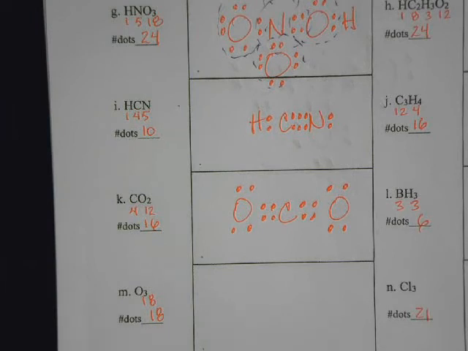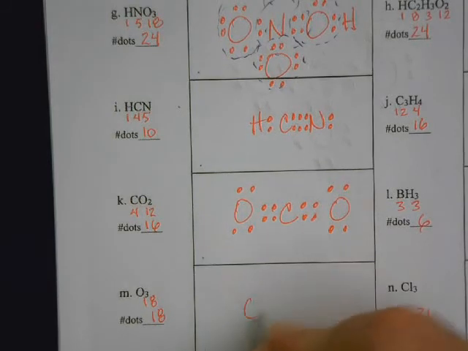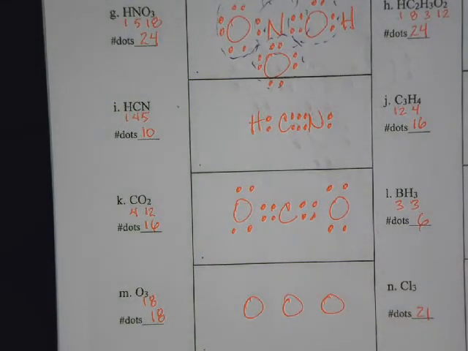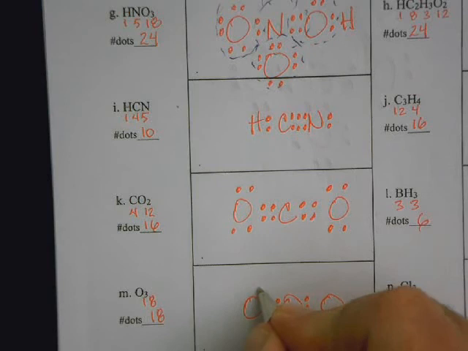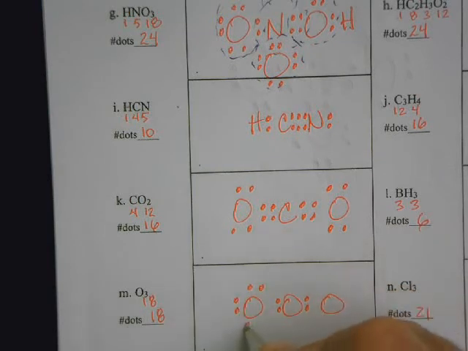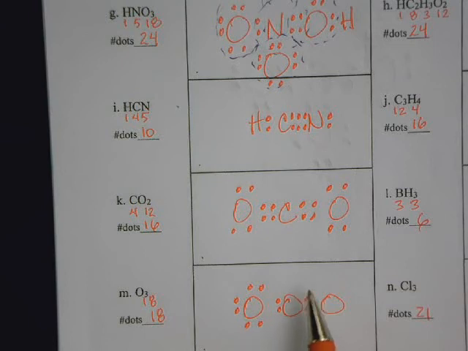All right, O3. This is ozone, by the way. So 3 oxygens. Go ahead and put in my bonds. That takes care of 4, 6, 8, 10. I still have 8 left. I'm just checking. I'm going to need 2 here, 2 there. That's 4, 6, 8. I'm going to need 10 dots total. But I only have 8 dots left. That means I'm going to be missing 2.